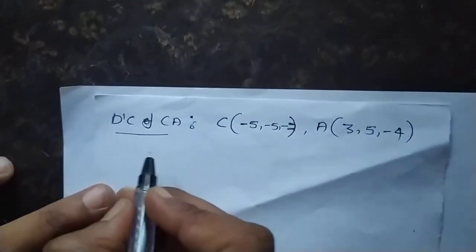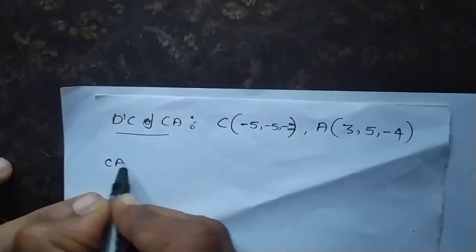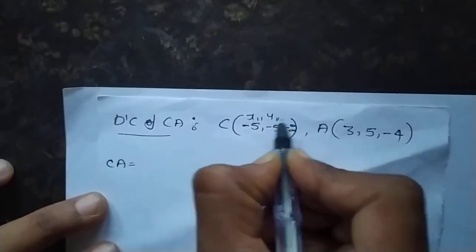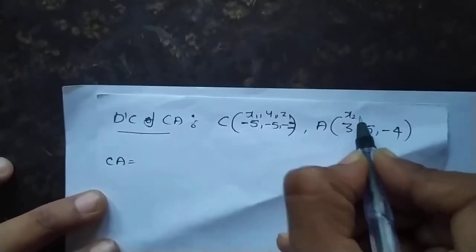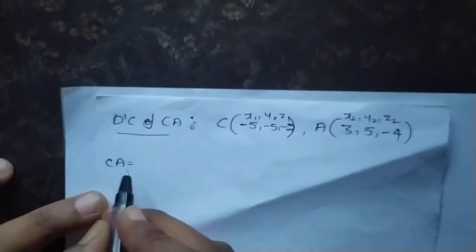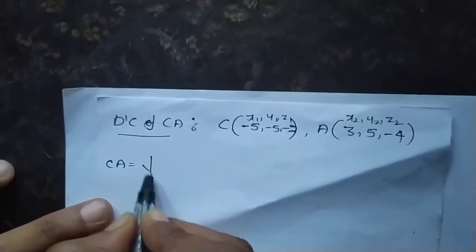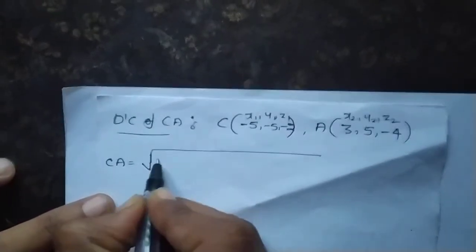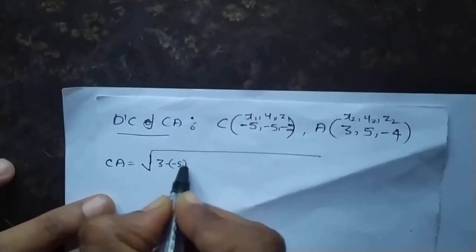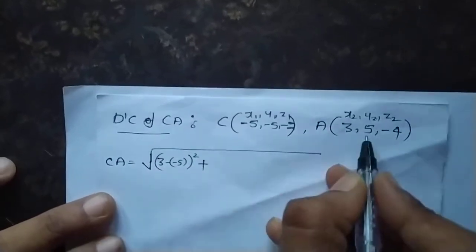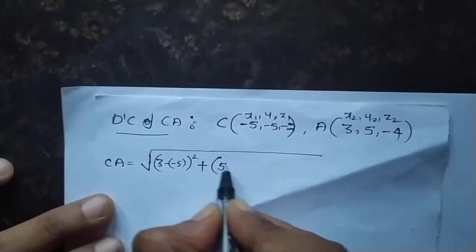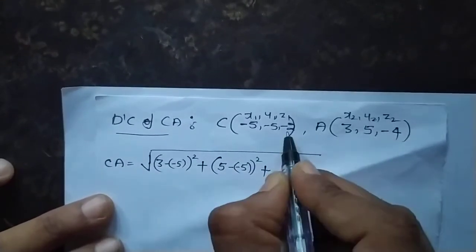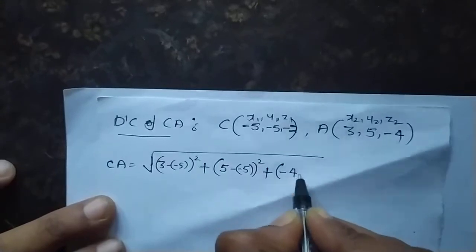Next, find out the distance between the points C and A. It is x1, y1, z1 and x2, y2, z2. CA is the square root of (x2 minus x1) whole square, that is (3 minus of minus 5) whole square, plus (5 minus of minus 5) whole square, plus (minus 4 minus of minus 2) whole square.